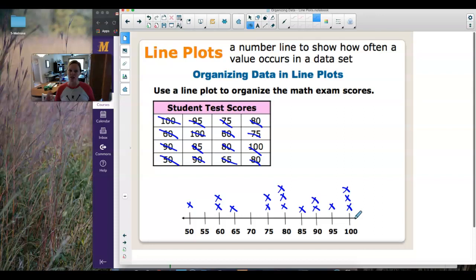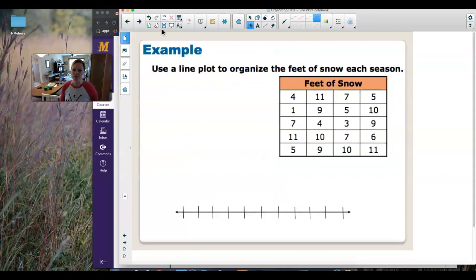It's also easy to tell the spread of the data. We had some people very much down on the lower end at 50, and then some people on the higher end. So it just really makes it nice and easy for us to read. Okay, so let's try one more. This one is data about how many feet of snow a certain area has gotten each season.